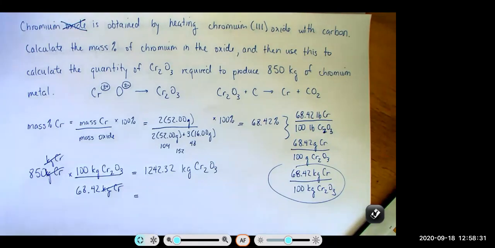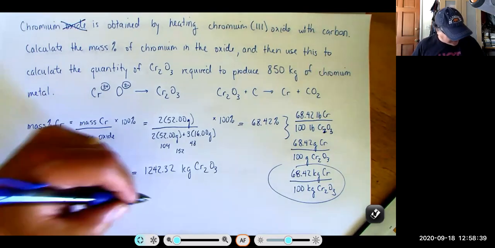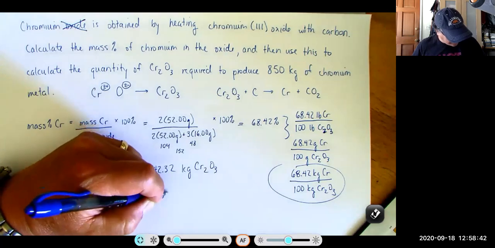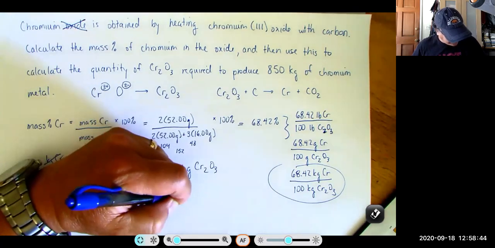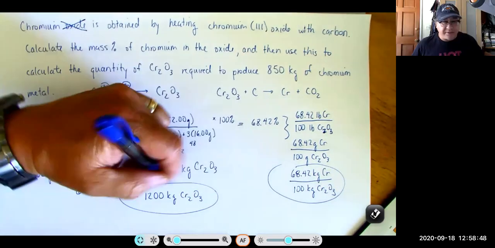Have you got an answer? The answer is 2, because 850 has 2. So how do we write this with 2 sig figs? There you go. Any questions on that one?